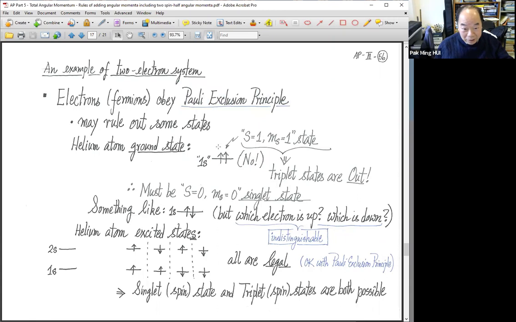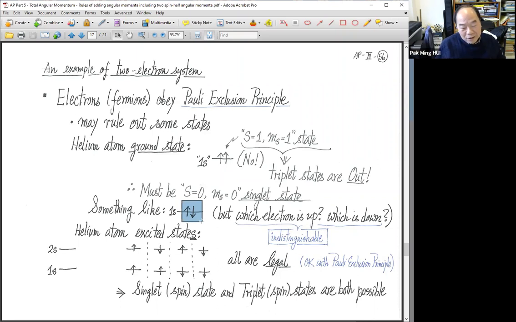Therefore, following our discussion, the ground state is not a spin triplet state because this one must correspond to S equals 1. Therefore, the ground state must be a singlet spin state. And therefore, you usually see this picture. But this picture is problematic by itself.